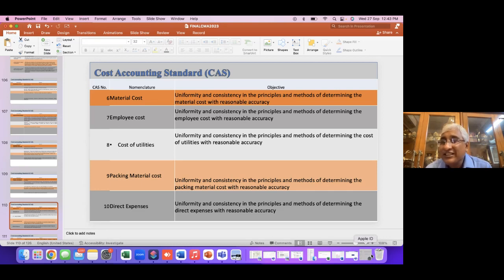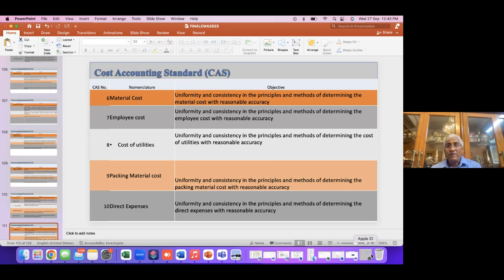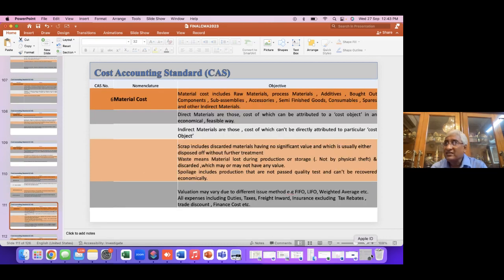So I have not gone into that detail. What I tried to mention is uniformity and consistency, the same point, in the principles and methods of determining the material cost with reasonable accuracy. This is the common tone which you will find in any of the CAS, whether it's employee cost area or packing cost area or direct expenses. With a similar notion, you can address all this and reach an accurate or near accurate result.